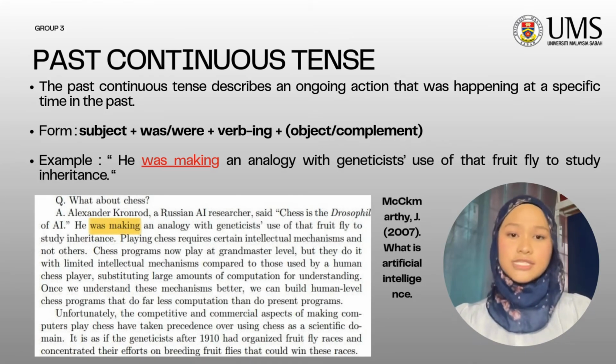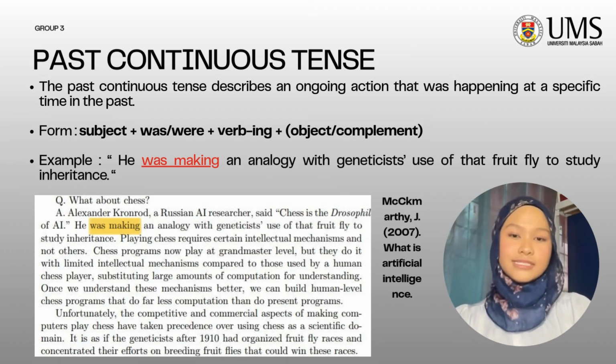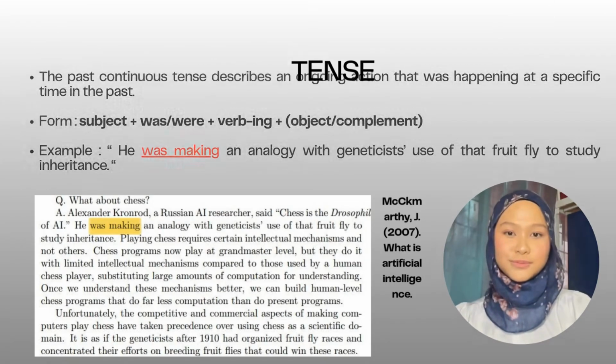As shown in the text here, the phrase was making clearly illustrates the past continuous tense because it describes an action that was happening at the particular time in the past. This tense is useful when we want to emphasize the process or duration of action rather than the result.